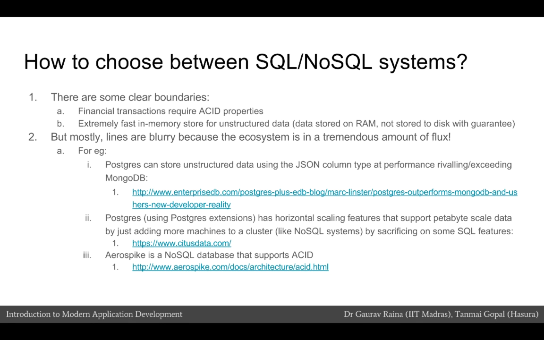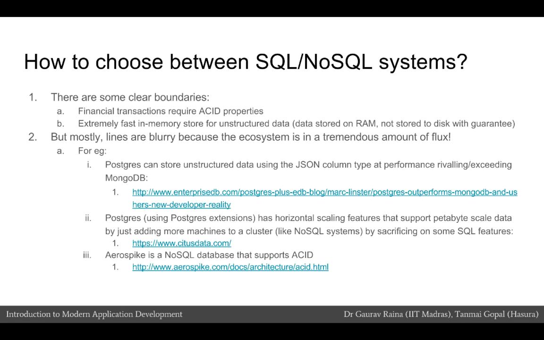Sometimes there are very clear-cut use cases for SQL and NoSQL systems. For example, if we want to support financial transactions that require ACID properties, then in such a situation, as a developer, one should blindly choose a mature SQL system which will support transactions in ACID, be the primary database.